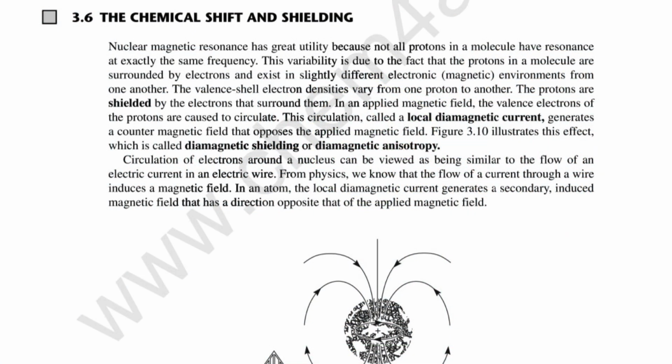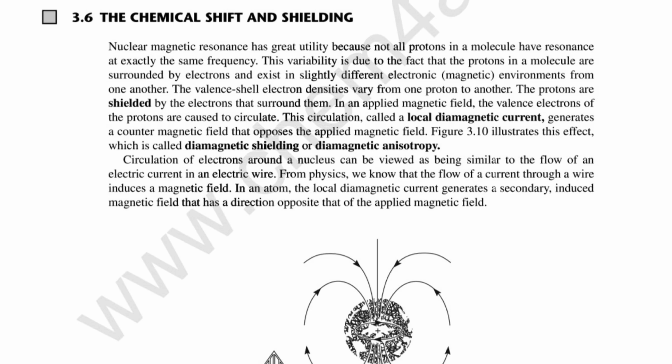So in the previous lecture we discussed that a proton nucleus will go to a high energy state, or it will flip, at a particular frequency and in the presence of a particular field strength. For example, if we apply a frequency of 60 megahertz in a magnetic field of 1.4 Tesla, then it will flip.